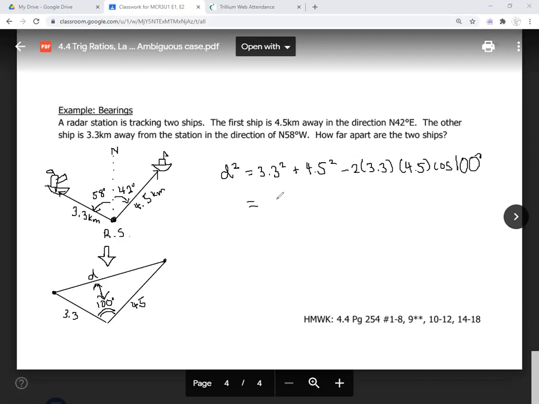Final answer? Anyone? So D squared should have been something like 36.29 something something something. So D is approximately 6.02 or 6.0, a small number, right? So it's approximately 6.0 kilometers. That's all it really is, at least for cosine.